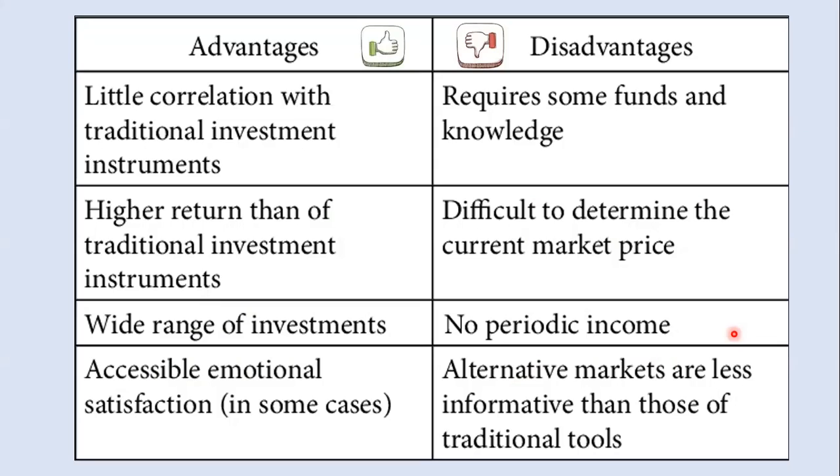It is difficult to determine the current market price. Yeah, it's hard to know this because they change every day, so you have to be really, really well informed and updated. It's not a periodic income, so it's not like you receive your salary at the end of the month and that's it. No, it depends. It's moving. Sometimes you receive more, sometimes you receive less, sometimes you don't receive anything, sometimes you receive a lot. Alternative markets are less informative than those of traditional tools.